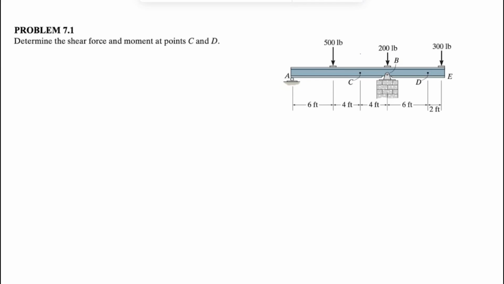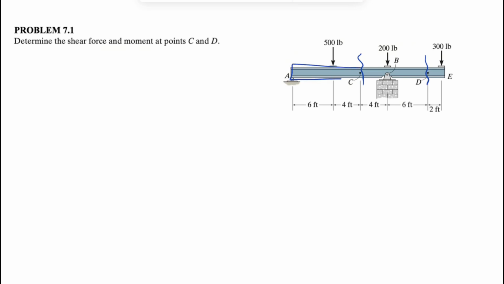We're going to be solving the first question from the 7th chapter of the Hibbeler textbook Engineering Mechanics, and in this one we need to determine the shear force and moment at points C and D. So we have two different supports at points A and B. We're going to start with the free body diagram of the whole system, and find the reactions at A and B, and after that we can do sections at C and D.